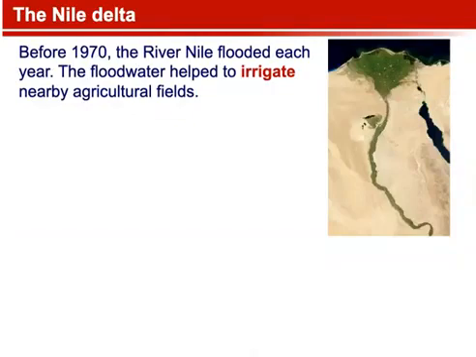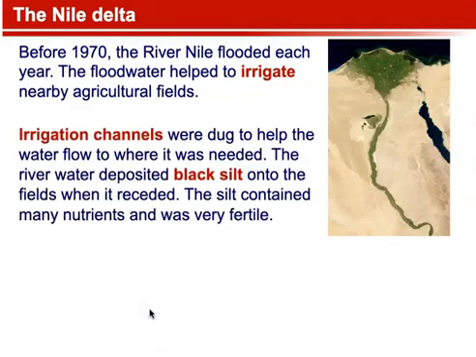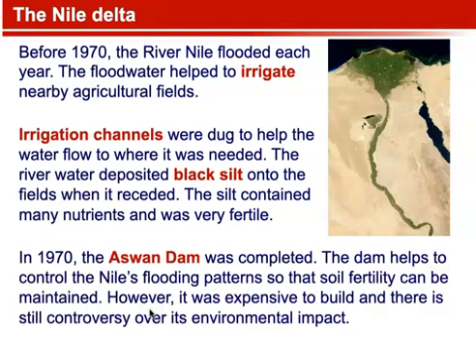Before 1970, the River Nile flooded each year. The flood water helped to irrigate nearby agricultural fields. Irrigation channels were dug to help the water flow to where it was needed. The river water deposited black silt onto the fields when it receded. The silt contained many nutrients and was very fertile.